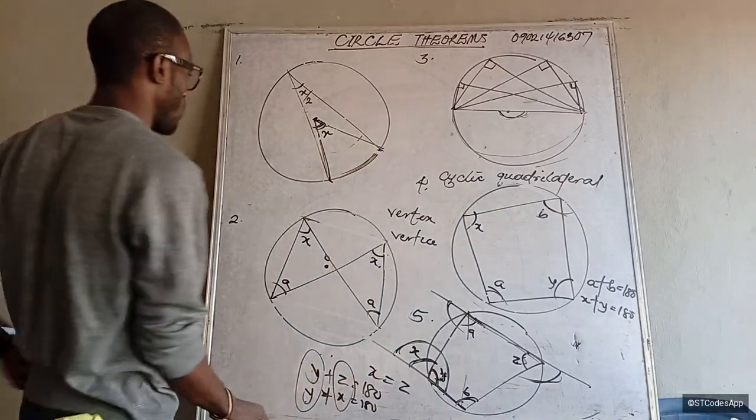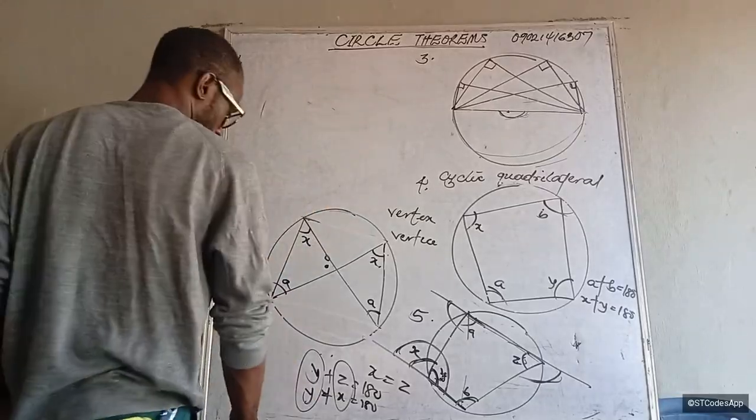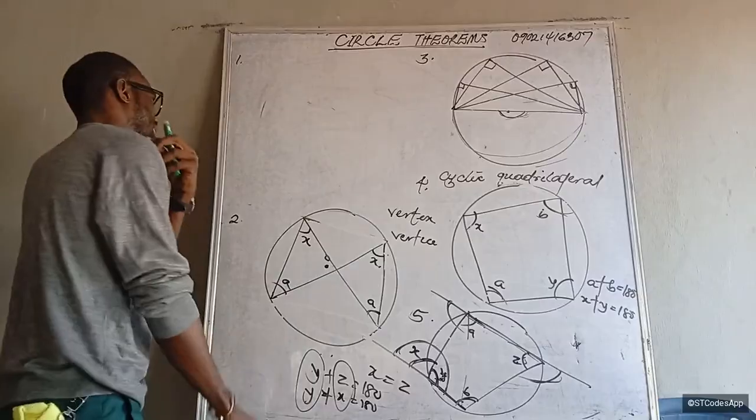Now we have like 2 or 3 more axioms. Let me take order. No, let me finish this.